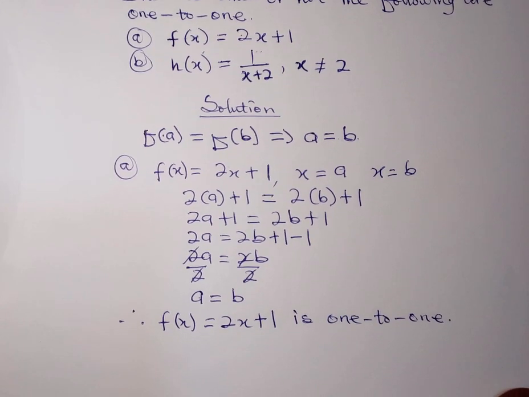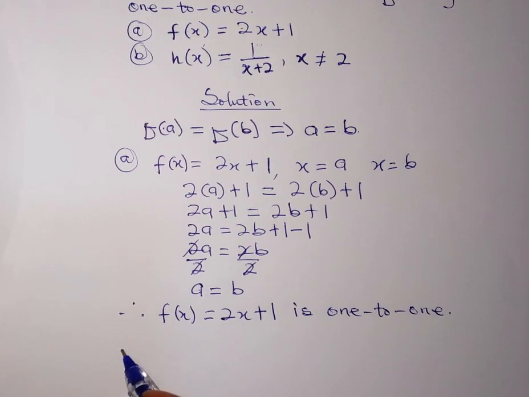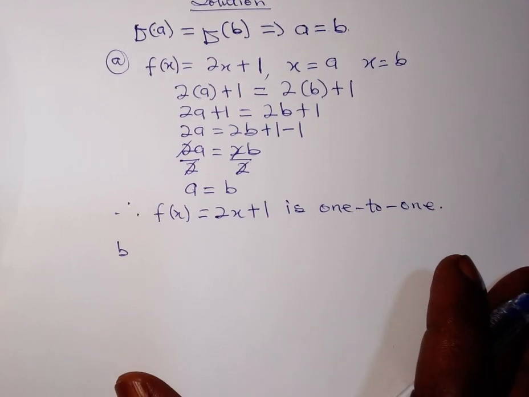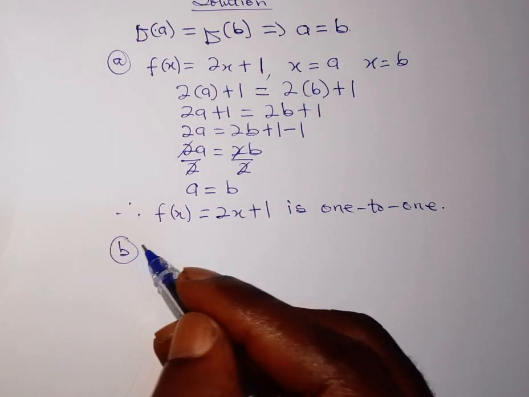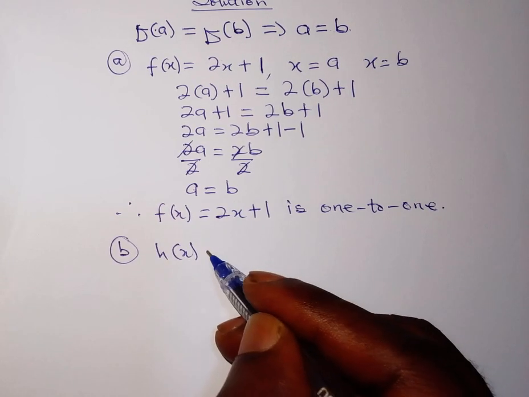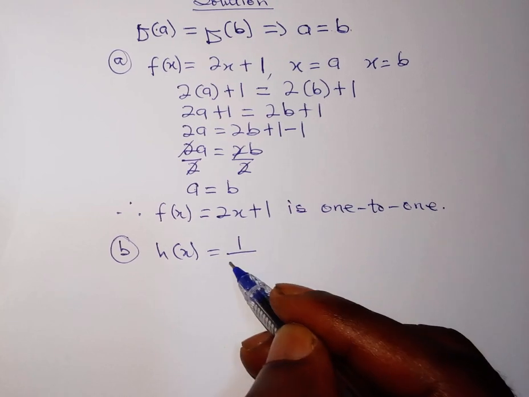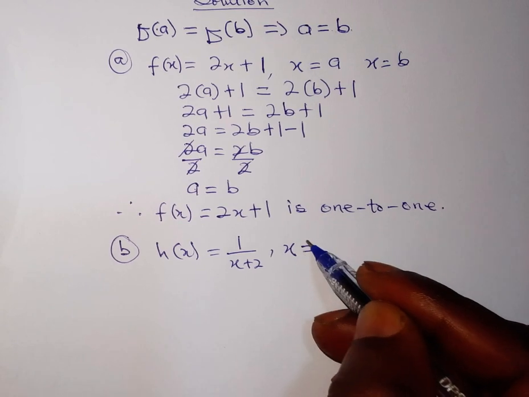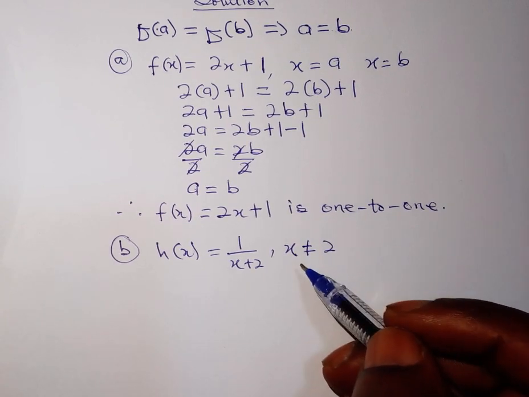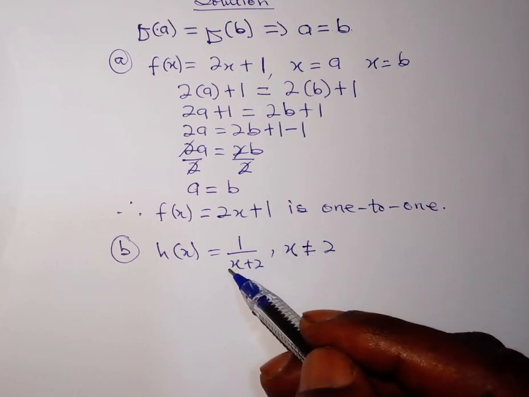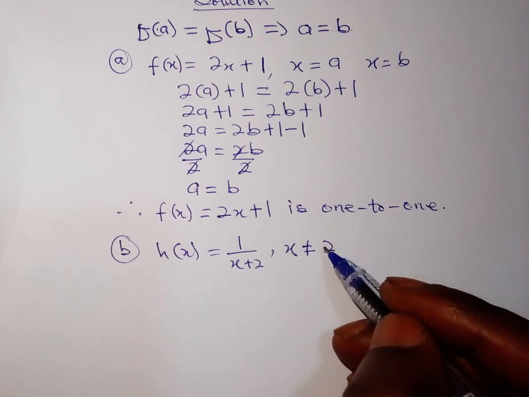Now let's look at the b part. For my b, I will have this. The b is also given as h at x is equal to 1 divided by x + 2, where x shouldn't be equal to what? There is a condition. The condition is saying that x shouldn't be 2, so that if you should, it's supposed to be -2.